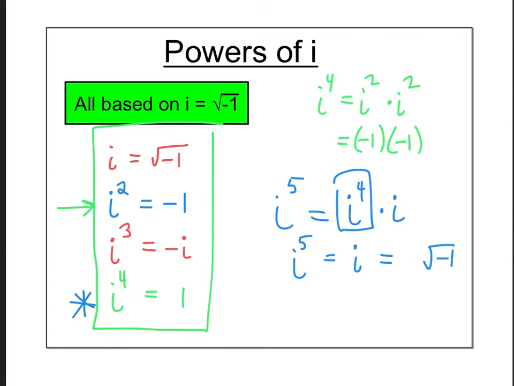But then this pattern just cycles through again. i to the fifth would equal this, i to the sixth would be that, i to the seventh, i to the eighth, just by using that little pattern there. But again, the big ones for us are these over here.